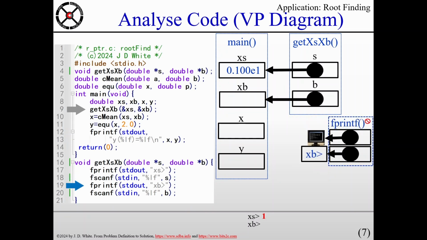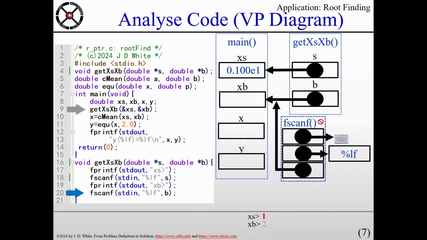I print again, call fprintf again, same thing happens, and I put xb. I type in 2 on the keyboard, and basically the pointer is pointing here, so the 2 now comes in and is stored in xb.